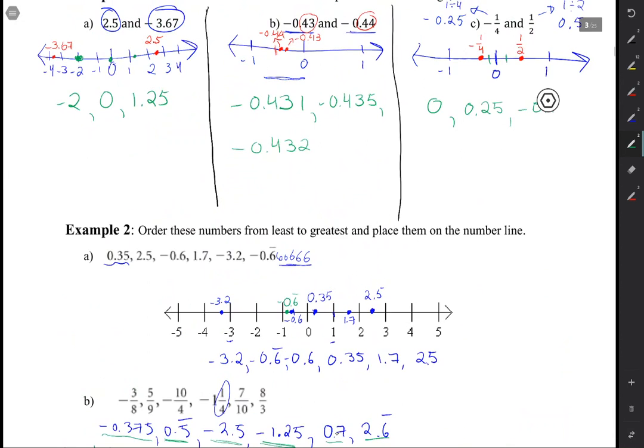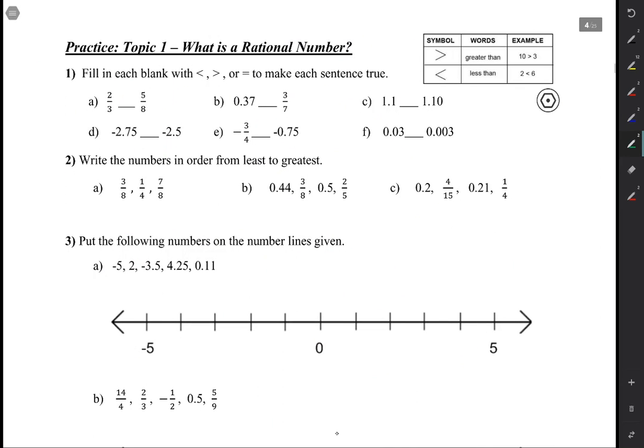So that was quite a lot of notes. Get those filled in. And then we're going to try these practice problems here on the next page.